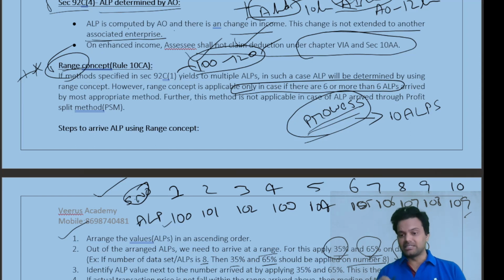That's why I have given within the brackets so that you don't confuse. So here we have 10 ALPs. On this 10 number, we have to apply this 35% or 65%. Here you may get a doubt. Sir, what is the rationale behind applying 35% and 65% here?